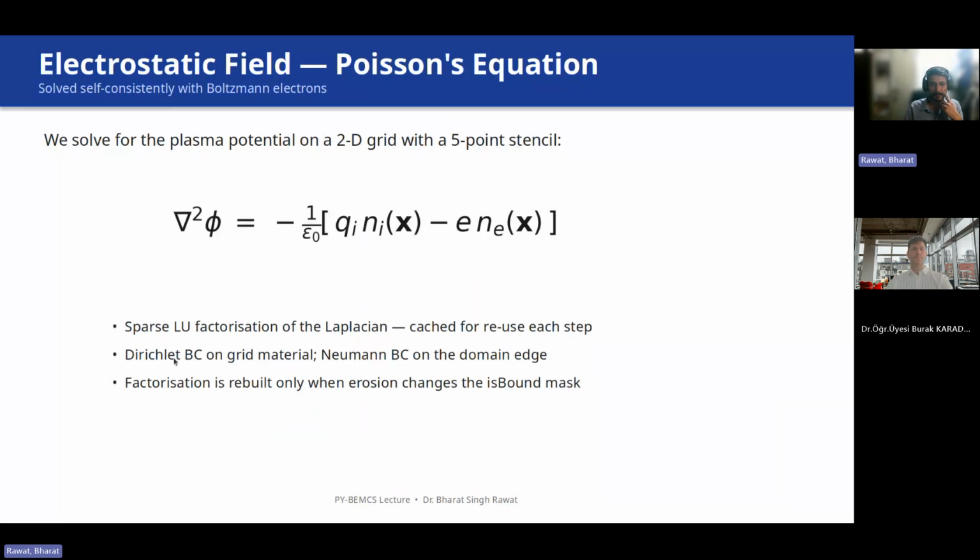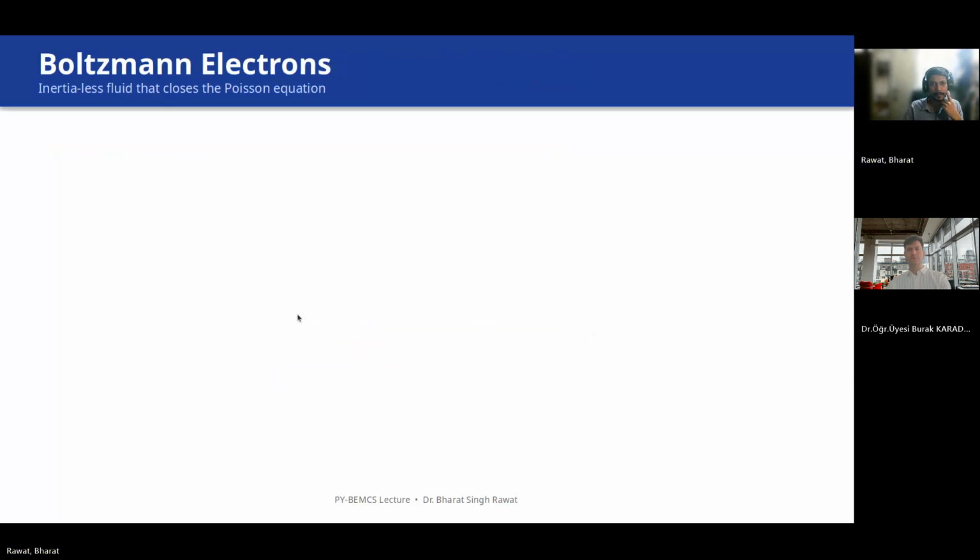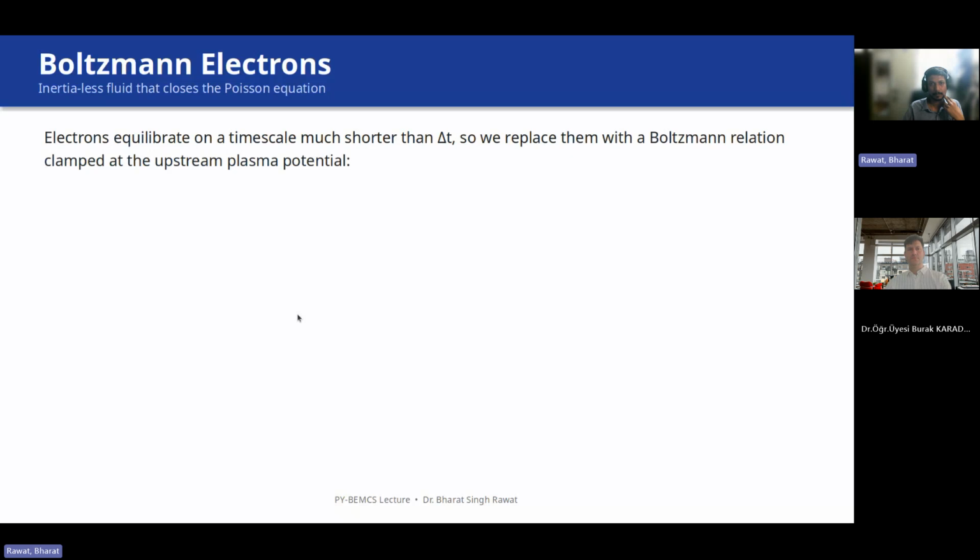And then you use different boundary conditions. For this case, it would be a Dirichlet boundary condition on the material where you apply potential, and a Neumann boundary condition on the edges where you define the gradient of your electric field, the gradient of the potential, to be zero. And then there are Boltzmann equations.